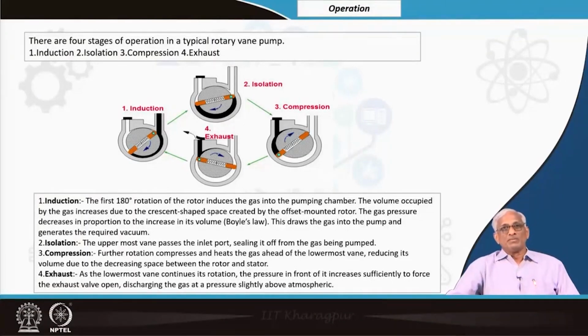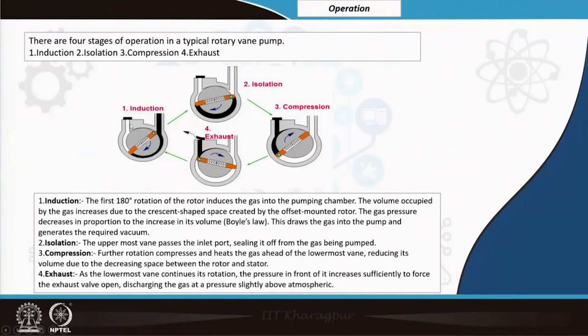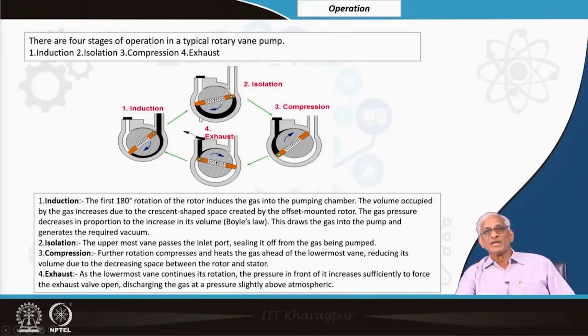Now, look at the figure. There are 4 stages of operation. Basically, the rotor is rotating and it starts with the first phase, induction. That black colored thing is nothing but the air molecules getting filled, coming from the chamber. This is called induction. The second stage is, once this vane comes to that, that vane comes to that, it is called isolation. That means some particular amount of gas has been removed from the chamber and it is isolated.